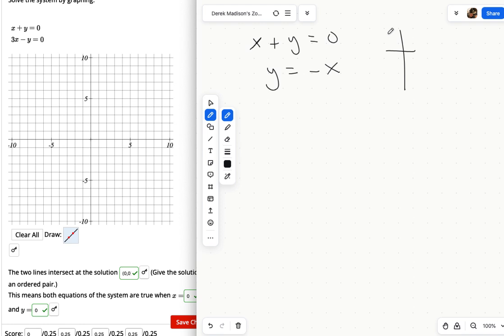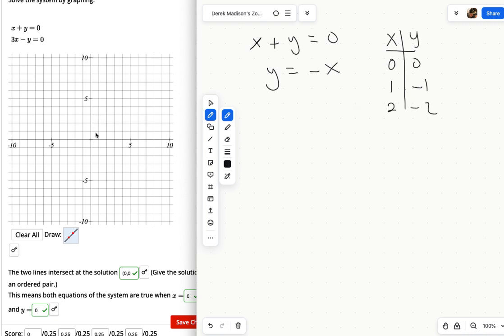If I make a table for that, you can also just graph it using slope and intercept, and the intercept is 0 and the slope is negative 1. But if we made a table, when x is 0, y is 0. When x is 1, y would be negative 1. When x is 2, y would be negative 2.